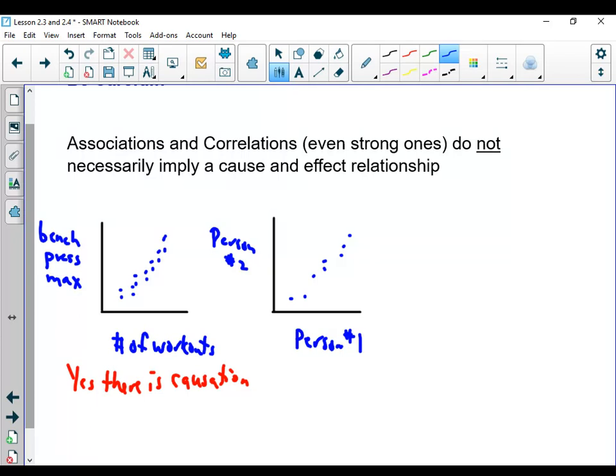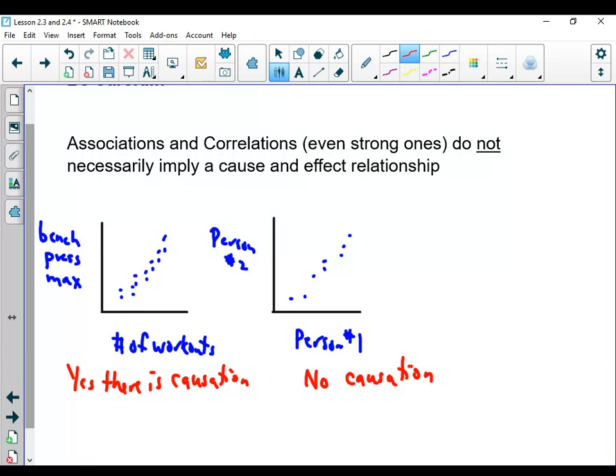However, did person number one's answers cause person number two's answers to match? No. All right, so sometimes, even though we get that strong correlation, it doesn't cause causation. It doesn't mean the X affected the Y.